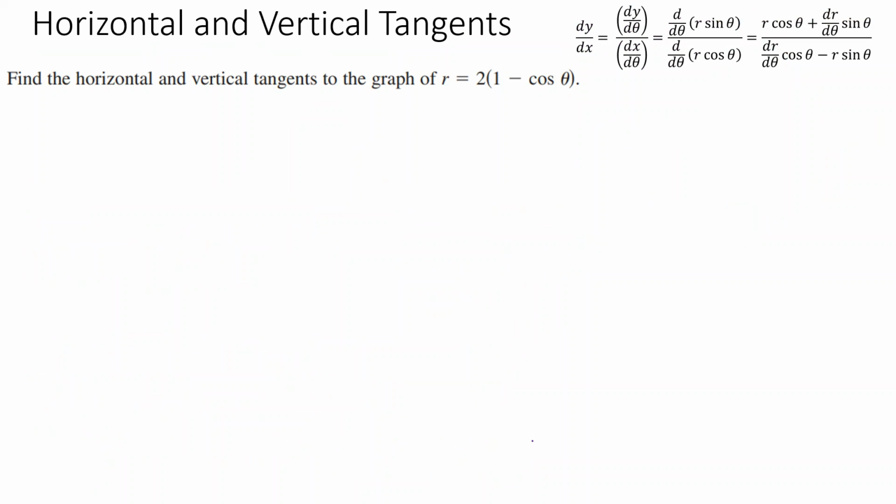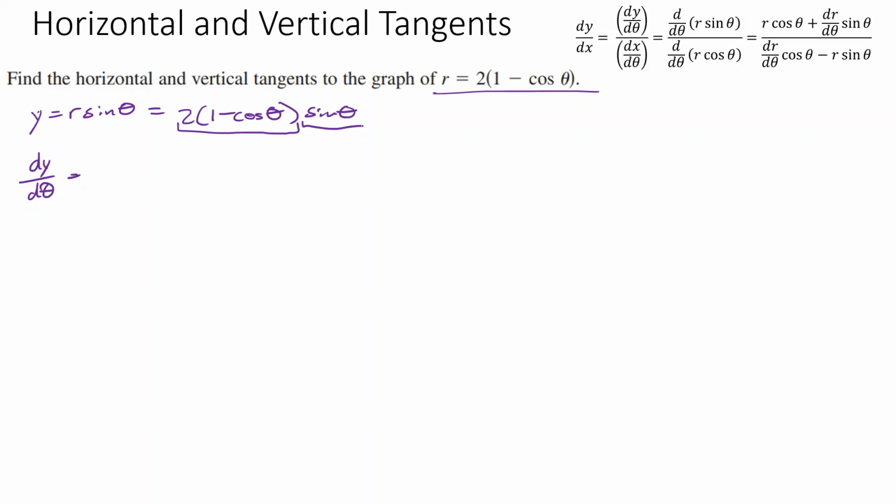Another one, a little tougher this time. So we want to find the horizontal and vertical tangents of this guy. All right, so that means y equals r sine of theta, and r is this guy. So we'd get 2 times 1 minus cosine of theta times sine of theta. So that means dy d theta would equal the derivative of this guy. Well, I'm just going to leave the 2 with this. I'm going to say it's this times that and do a product rule.